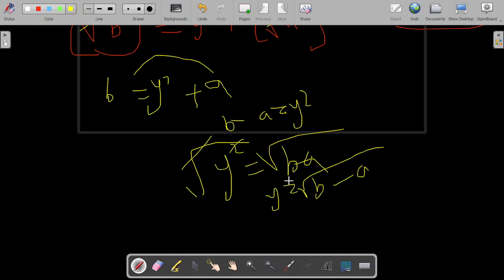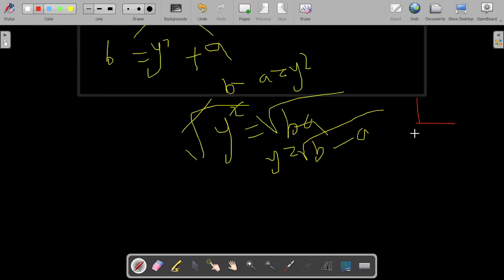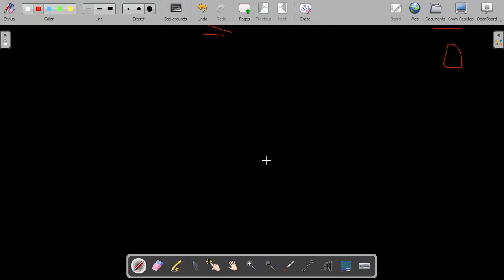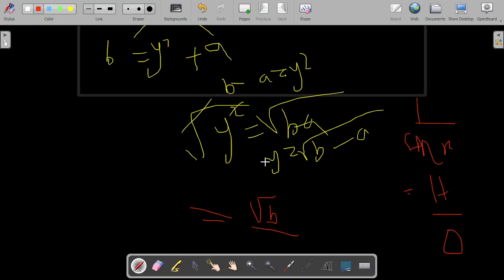So cosec, which is 1 over sine x, is going to be equal to, since we know sine is opposite over hypotenuse, the cosec is hypotenuse over opposite. The hypotenuse here is root b, over the opposite, which we've just gotten, root b minus a. So we have actually gotten our answer. This is the final answer.